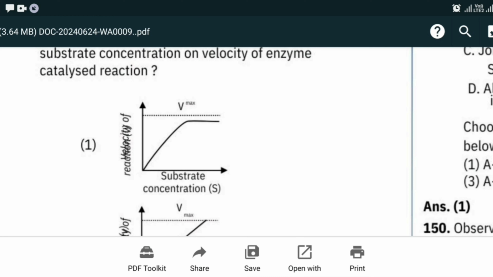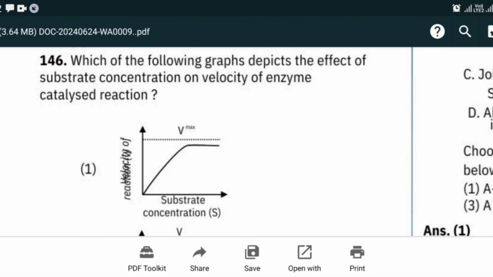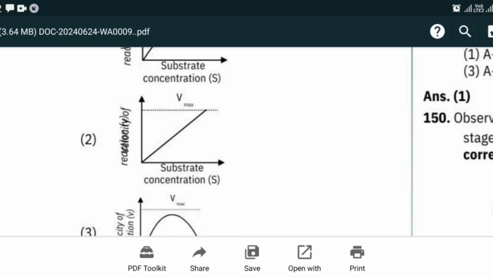So that's why if you increase the concentration of substrate, it will only show the enzyme activity up to a certain level, that is Vmax, up to maximum level, that is up to 100 only. After that, if you increase the substrate concentration, then enzyme activity will remain constant. It will not increase. So the first graph depicts the correct condition of this relation. So the answer will be first option.